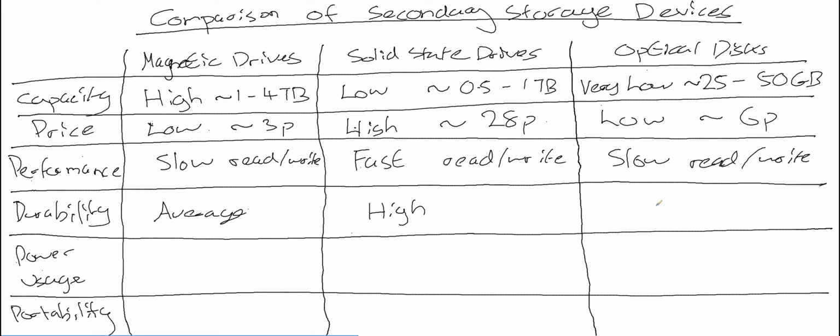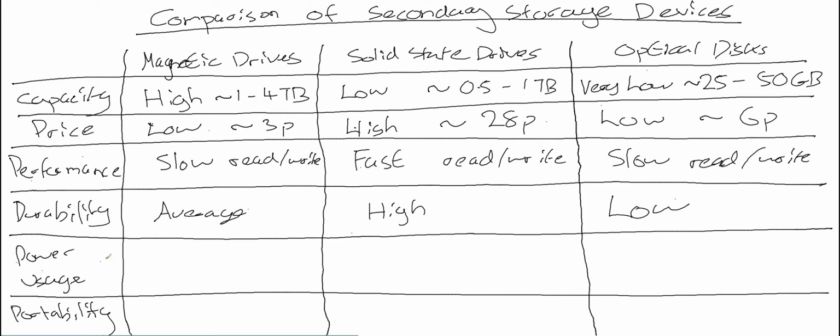they have very low durability really. This is just purely because you can scratch them, and that can cause the data stored on them to be corrupted, and even being exposed to too much sunlight could cause corruption of the data stored on the optical disc. So not very high durability for optical discs.